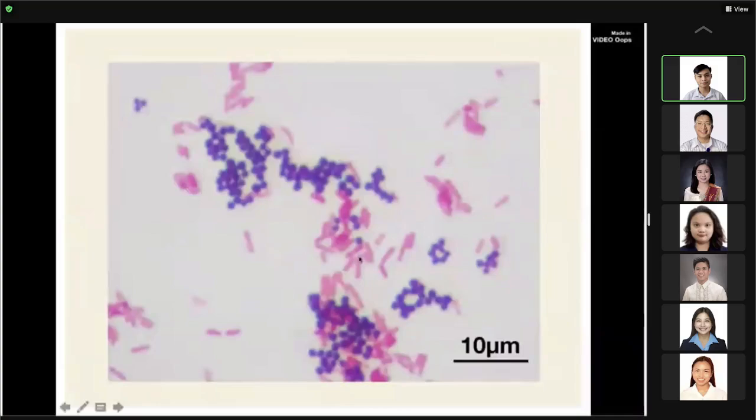In gram staining, in our report, we include the gram reaction and the morphology of the organisms, including the arrangement. So here, what we should mention in the report is the presence of gram-positive cocci in clusters here, and the gram-negative bacilli.